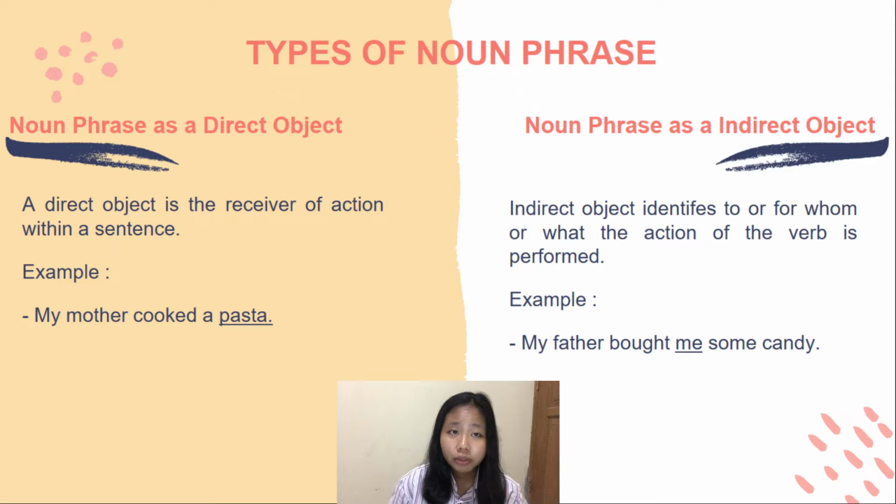The last type of noun phrase is noun phrase as an indirect object. Indirect object identifies to or for whom or what the action of the verb is performed. For example, my father brought me some candy.